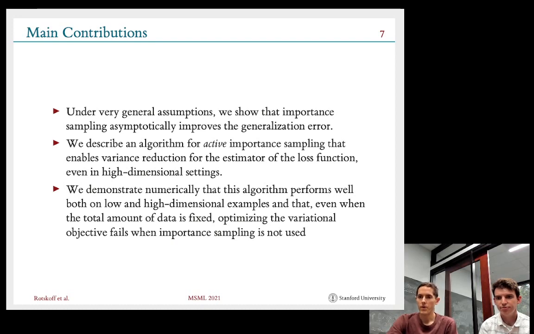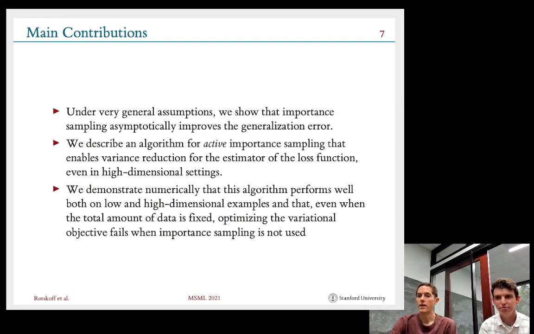So what we're going to show you in the remainder is basically numerical results illustrating that this works and illustrating that importance sampling is a very important component of actually making this work. But in the paper, which I would encourage you to read, we also show that under very general assumptions, importance sampling asymptotically improves the generalization error. So importance sampling is crucial for this problem.